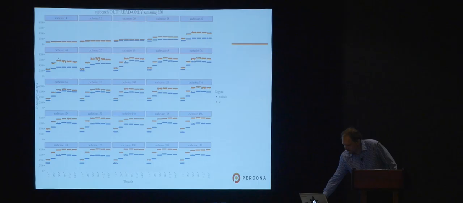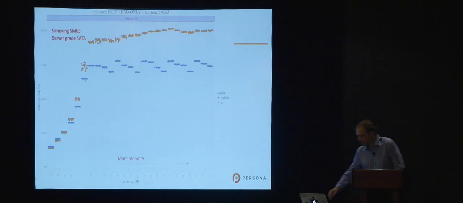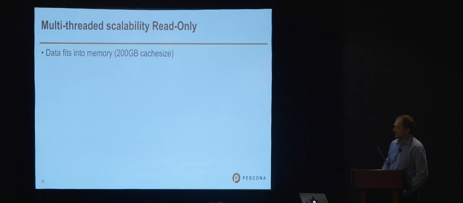Let me actually skip this one; you will be able to take it from my slides. And these are results for faster storage, Samsung 863 type. The takeaway is that WiredTiger with more memory is able to perform more read transactions per second. And that was scalability on the cache size.